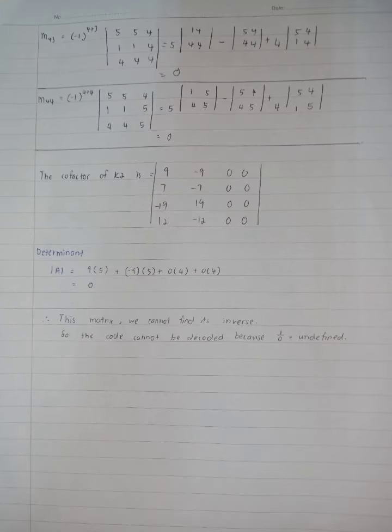Next is K2. So, we are going to solve K2 using the ERO method. Firstly, we are going to find the cofactor of K2, and after that, we are going to find the determinant. However, the determinant of this matrix is 0. Thus, we cannot find the inverse. So we are unable to decrypt the code because 1 over 0 is undefined.